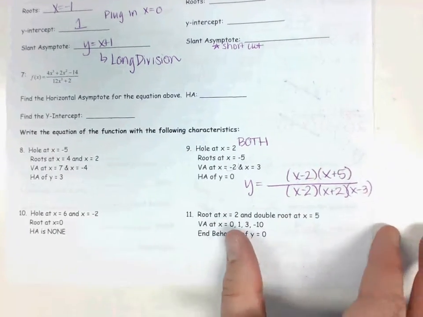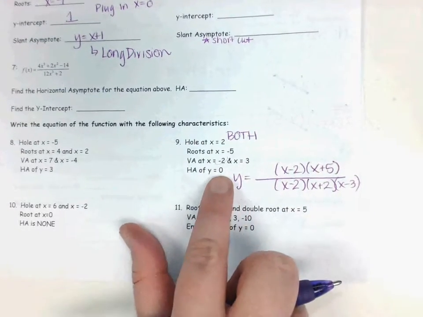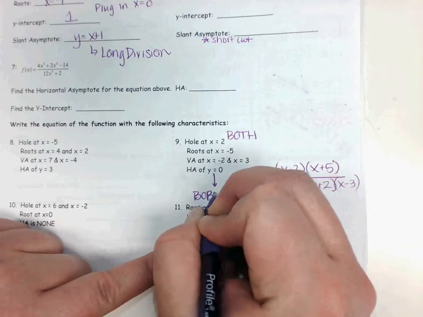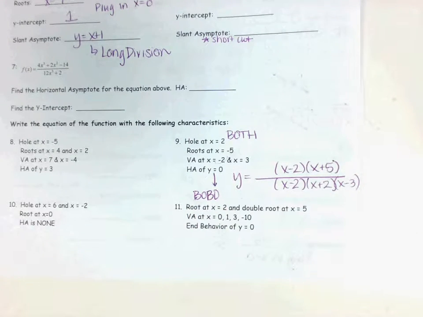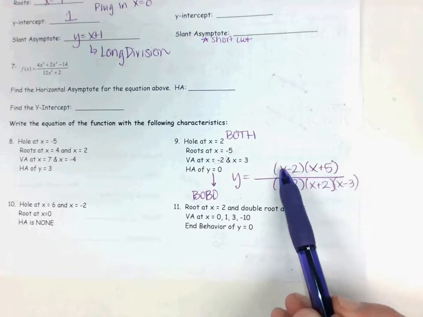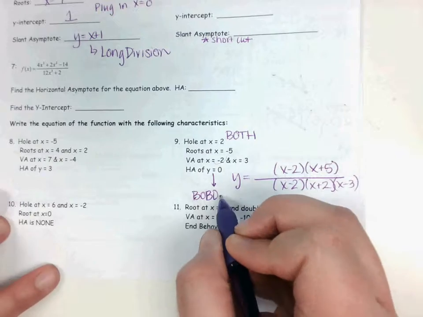Okay, then the last thing, my horizontal asymptote is supposed to be 0. That means that it must have been a bobo. And is it bigger on the bottom like we want it to be? Yes, because I count how many x's on the bottom. 1, 2, 3, but only 2 on the top. So bobo, that's a check.